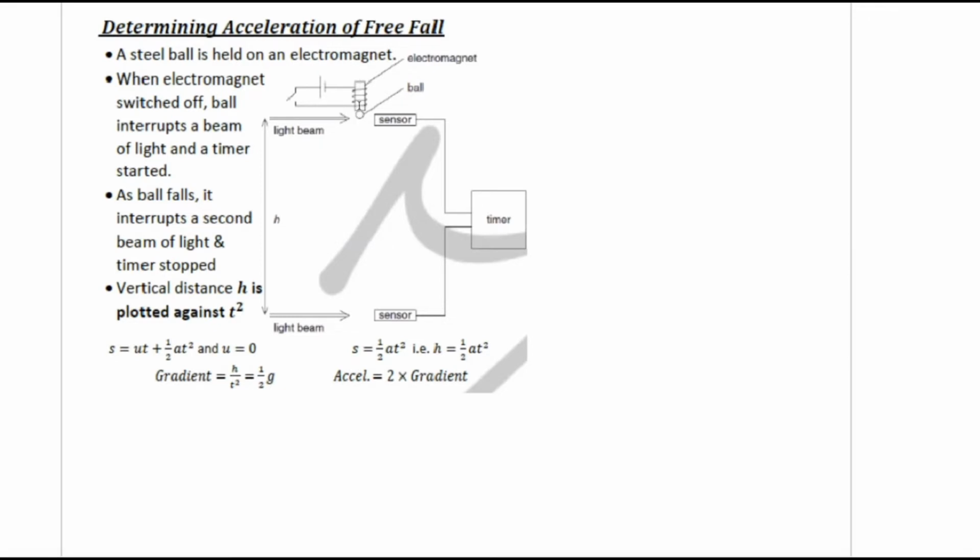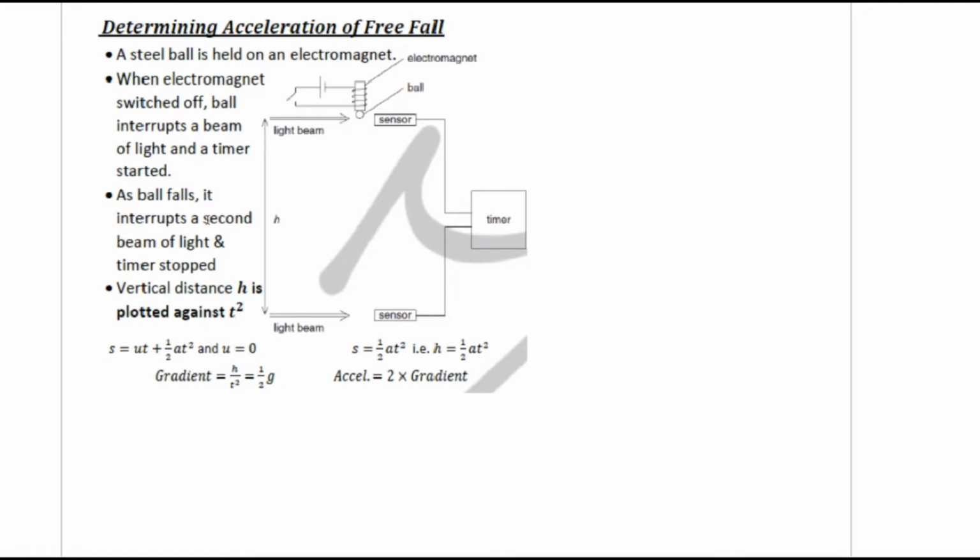So the electromagnet is attracting the steel ball. When the electromagnet switches off, the ball interrupts a beam of light and a timer starts. There is a light gate, which has a beam of light to the sensor. When the ball blocks the light, the sensor detects no light, then the timer starts to calculate the time. So that is how it works. As long as the ball blocks the sensor, the timer will keep timing.